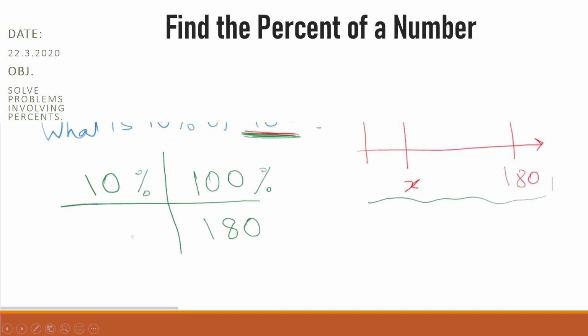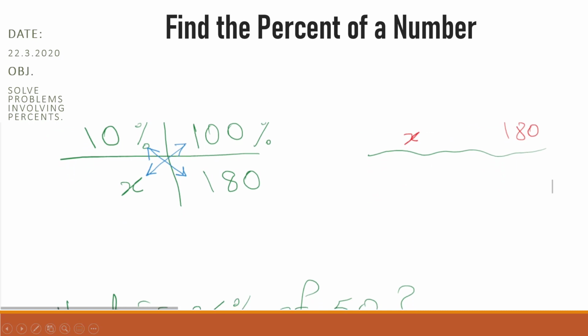Now I have X as the unknown. How to find the value of X? We have many ways to do that. One of these ways is cross multiplication. Let's use it. So to find X using cross multiplication, we're going to multiply 10 and 180, and divide by 100.